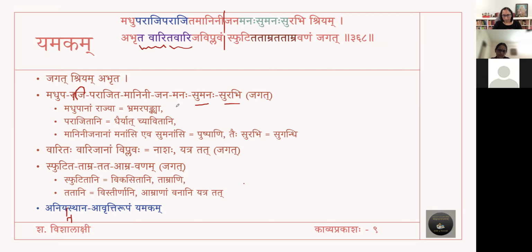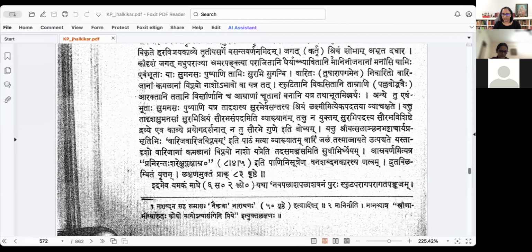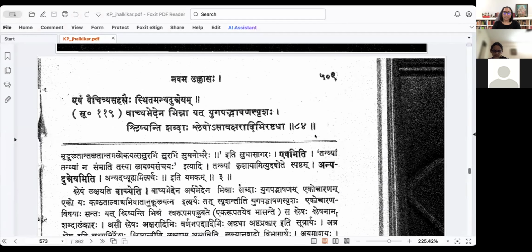Okay, I think with this we have completed yamakam. Let me just look at the text here. Abhrita varita varija viplavam sputita tamram. एवं वैचित्र्य सहस्रैः स्थितम् अन्यत् उन्नेयम्. So, there can be so many thousands of such differences. Wherever you find it, you have to figure it out.